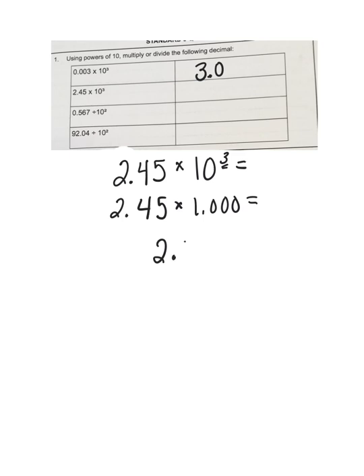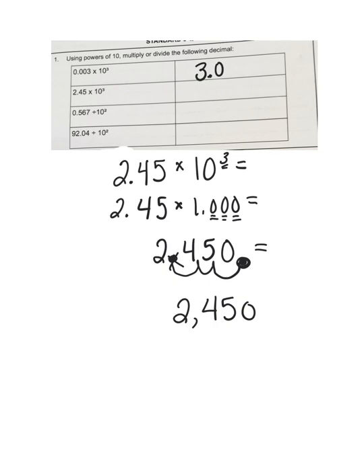I'm going to rewrite my number and then add a 0 as a placeholder and move my decimal point 1, 2, 3 spots to the right as I multiply. I'm moving it 3 spots because 1,000 has 3 zeros in it. So I'm going to move this decimal point 1, 2, 3 spots. And so my product is going to be 2,450.